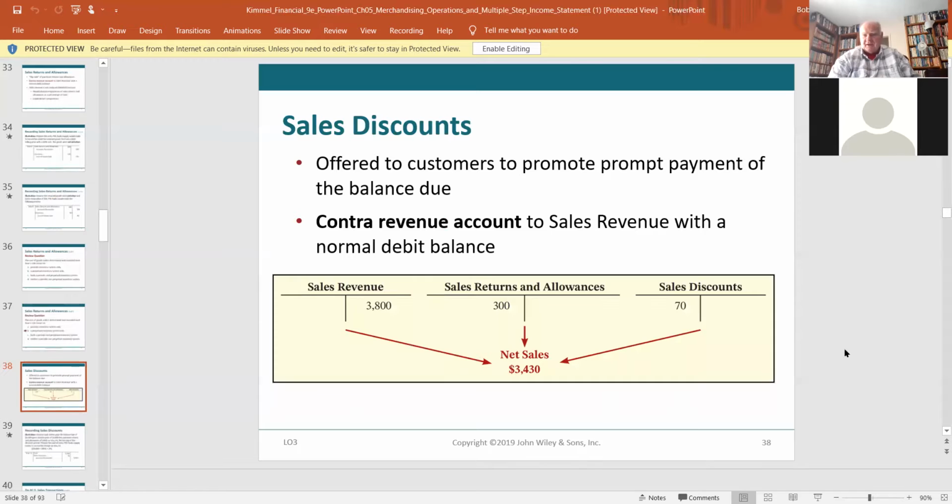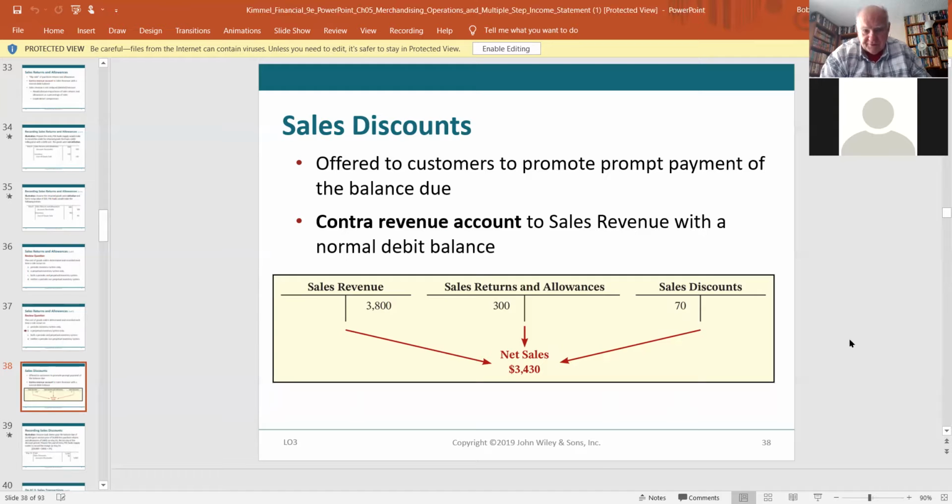Well, we talked about purchase discounts. Let's talk about sales discounts. They're the same thing, depending on what side of the transaction you are. To the seller, he calls it a sales discount. To the purchaser, it's called a purchase discount. To the seller, it is a contra revenue account. To the purchaser, it's a contra purchase account. So let's take a look at it here.